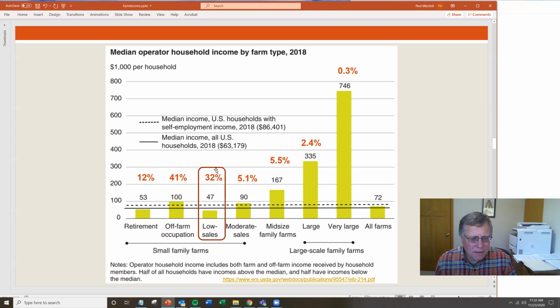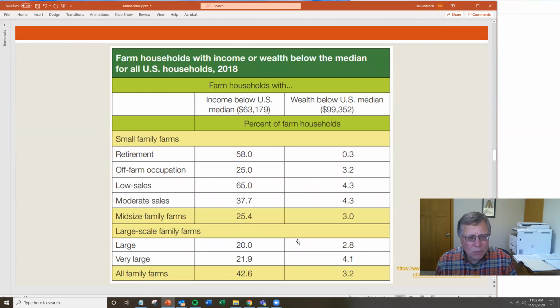The only other category I've kind of glossed over is this low sales category. A third of the farms in the US, 32%, are low sales farms, and their household income, the median, is $47,000, well below the median household income in the US, particularly with self-employment. These are small farms. So now we're going to look a little more closely at this.